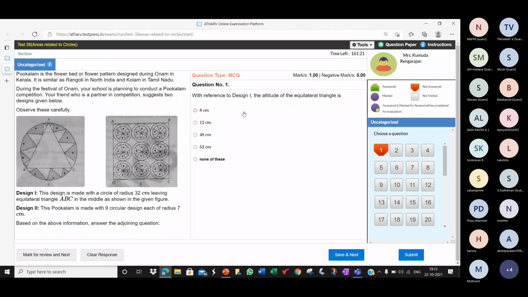Now, what is the question we have to answer? With reference to design 1, the altitude of the equilateral triangle is. Yes, work it out, children.